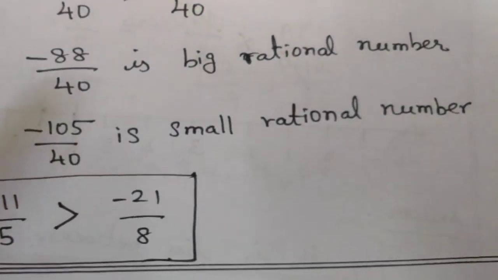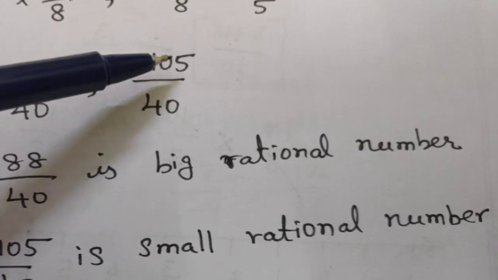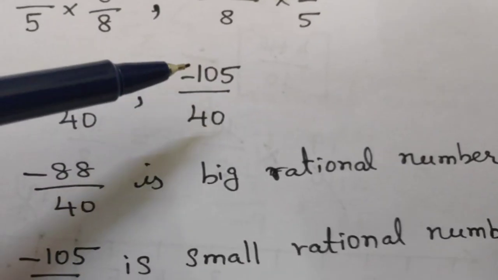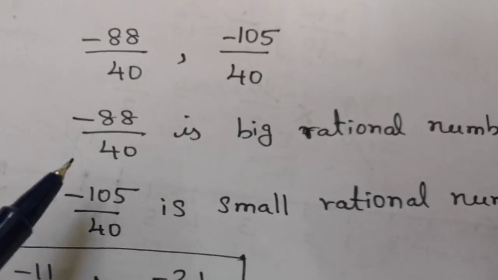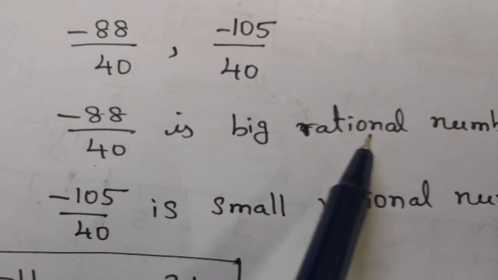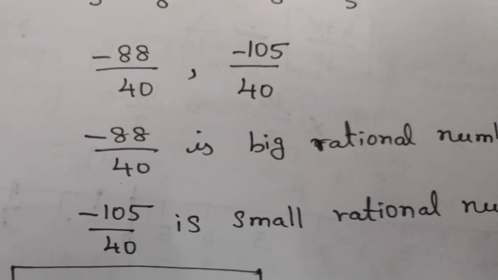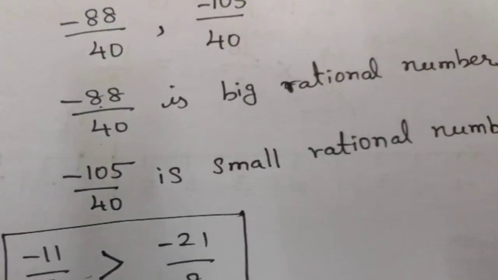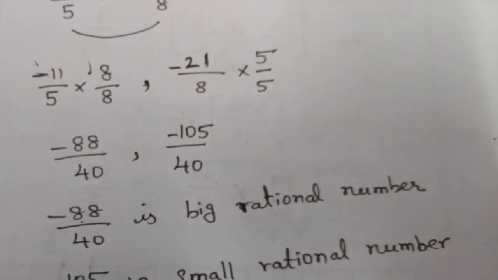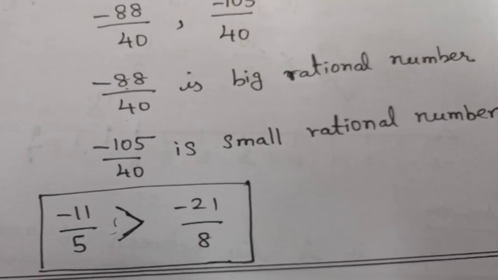Now which is bigger, minus 88 or minus 105? Not 105. Why? With minus values, the small number is the big number. So minus 88 by 40 is the big rational number, and minus 105 by 40 is the small rational number. So the answer is minus 11 by 5 is greater. Big side big number, small side small number.